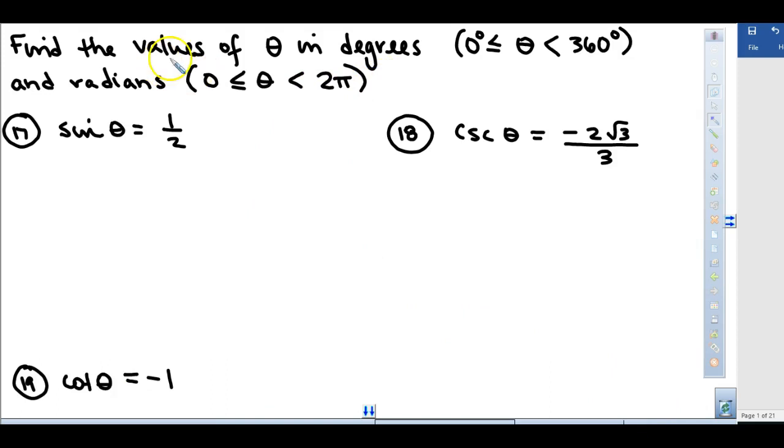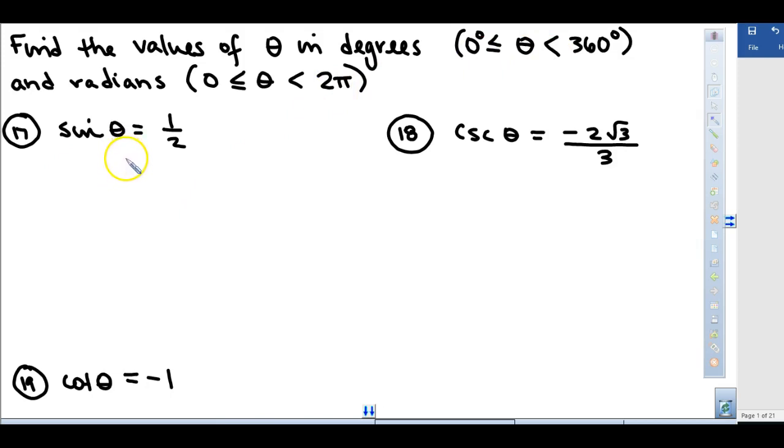All right, now notice here, same kind of problem, but you're looking at the whole unit circle this time. You can go all the way to 360 or all the way to 2 pi. Notice these inequality signs don't include 360 as your answer or 2 pi as your answer though, okay? So from 0 all the way up to, but not including 360 or 2 pi.